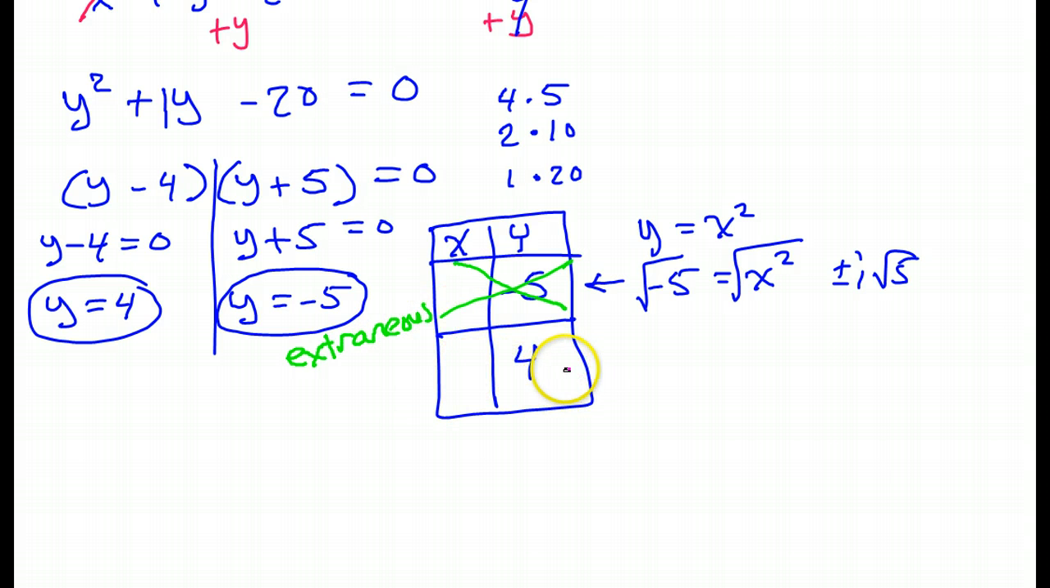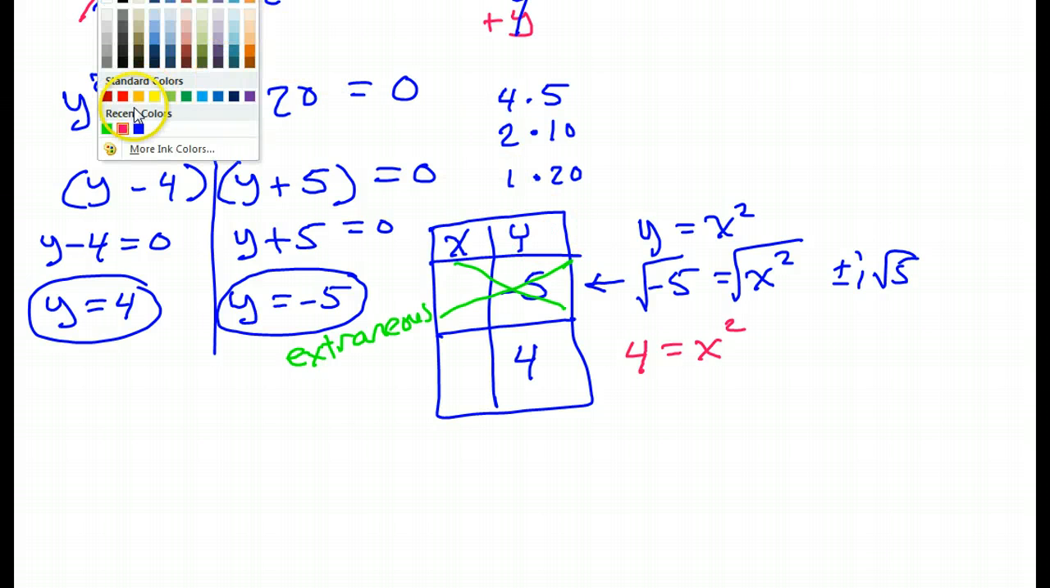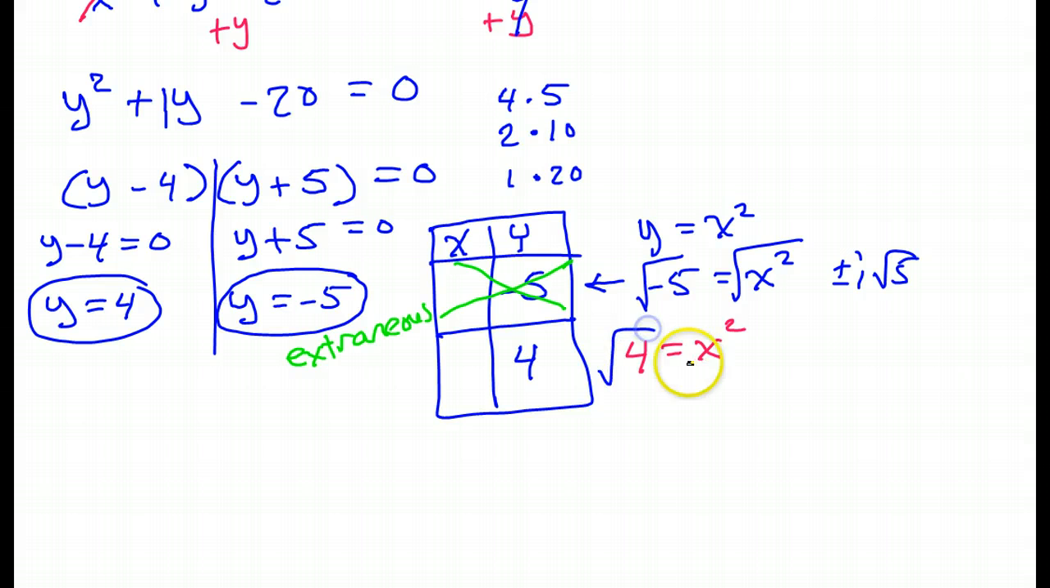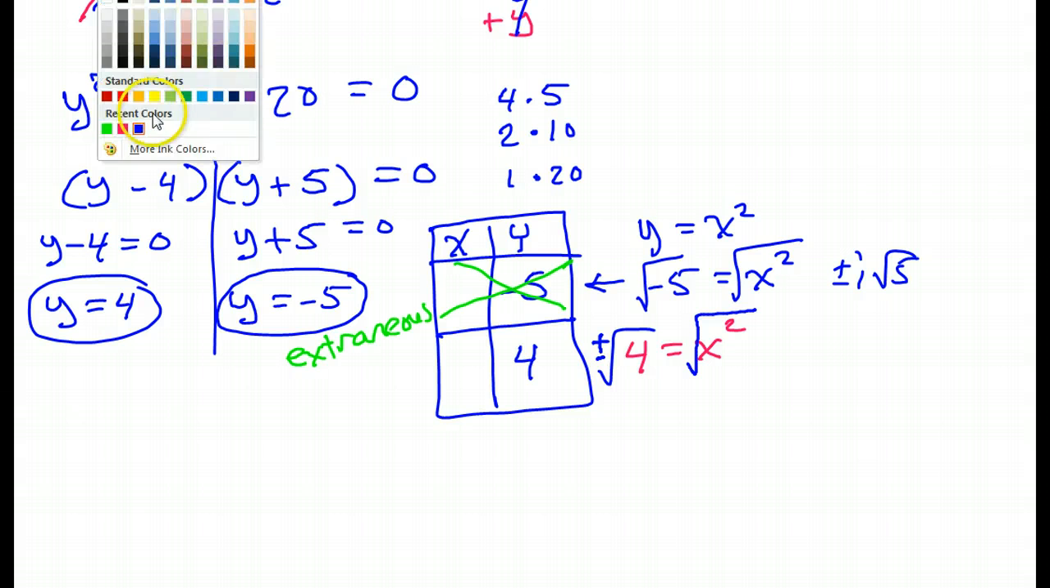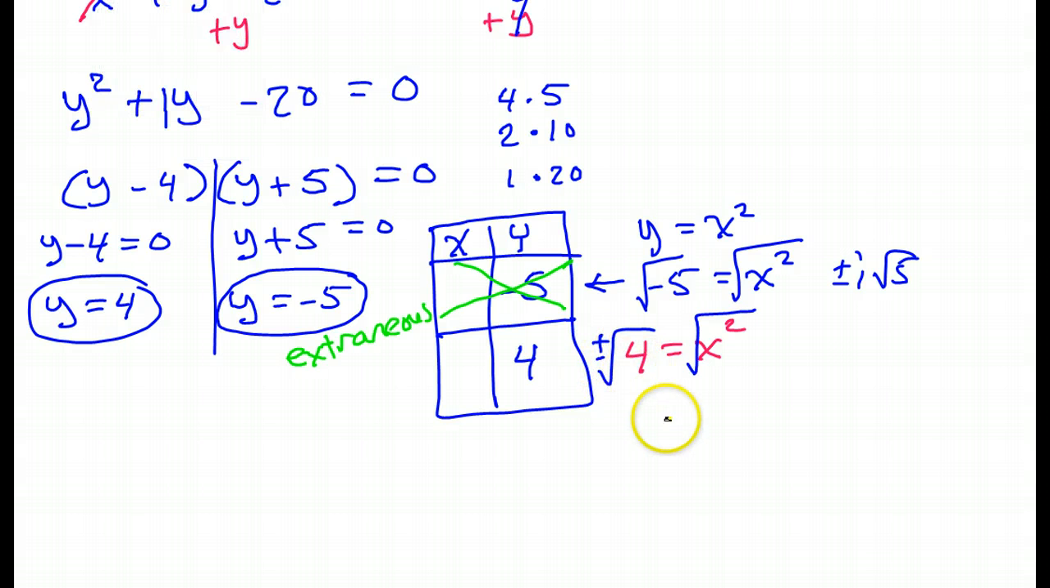Alright, so how about the 4? Let's try that out. Okay, well, if y equals x squared, and y is 4, then that means 4 is equal to x squared. Now this makes sense. If I take the square root of both sides, that's going to be plus or minus 2. The square root of 4 is 2, so this is plus or minus 2.